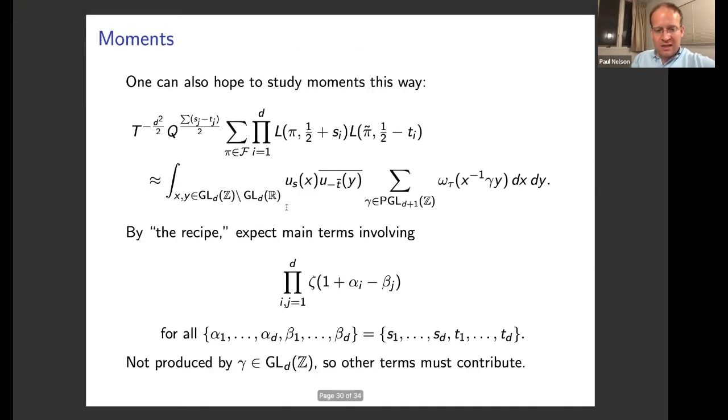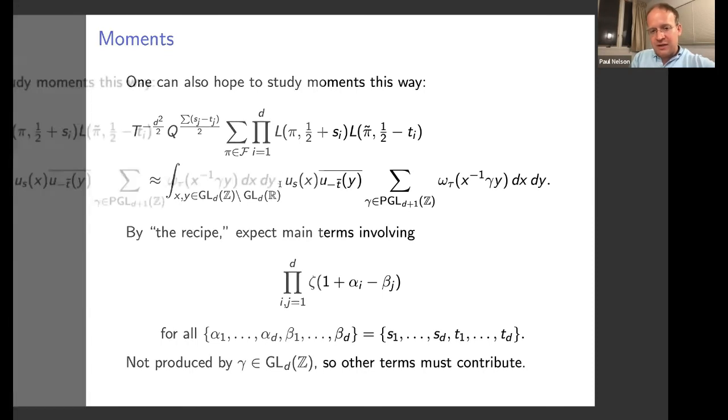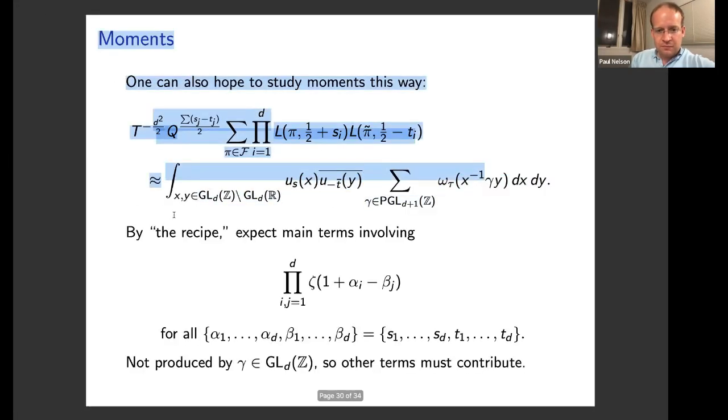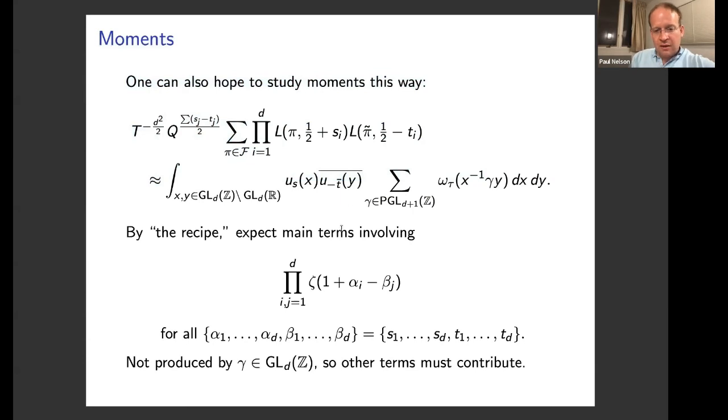And I just wanted to conclude by saying that you could hope to study moments of families of L functions this way, where rather than having something like what you get from an approximate functional equation, you have an actual, maybe shifted, moment of L functions. So I've introduced shifts S1 through SD and T1 through TD. You can again get some kind of geometric expansion for these, as I've indicated here.